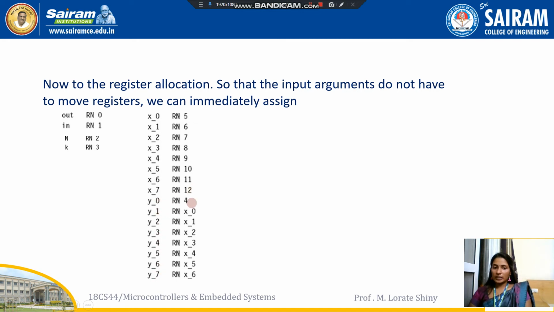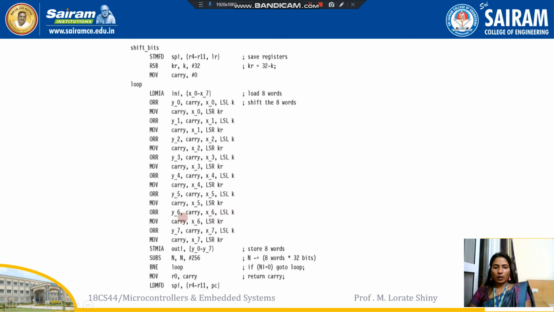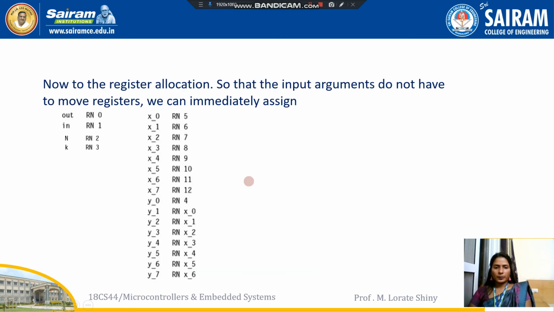For that, I am using R4, then register X0, because after this I am not going to use X0 anymore, so this will be free. So I am using all these register values again here. So I am allocating registers for the variables present in the program.